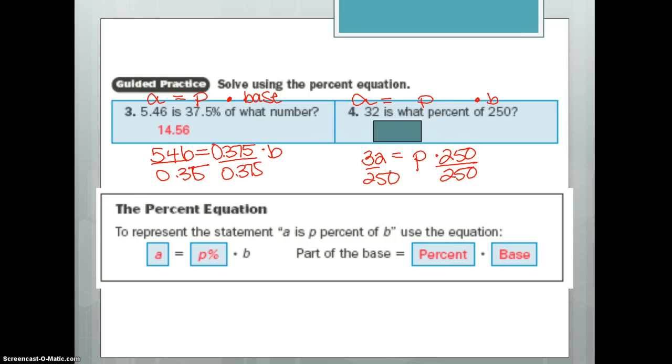Now you have to be careful here, because when you divide 32 divided by 250, you end up with 0.128. That's not a percent yet. You need to move the decimal 2 places to the right, or multiply by 100. Again, moving 2 places to the right is the same as multiplying by 100. 12.8%.